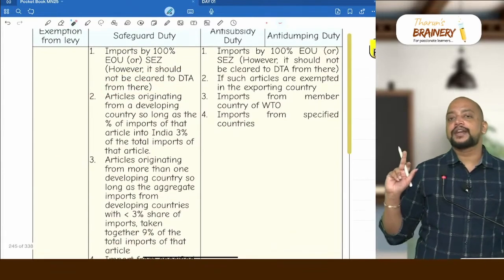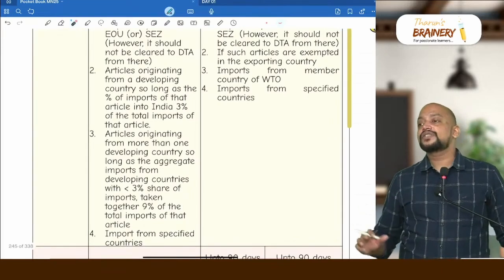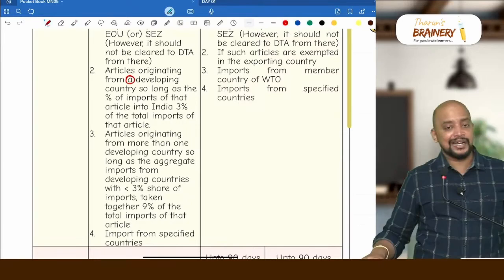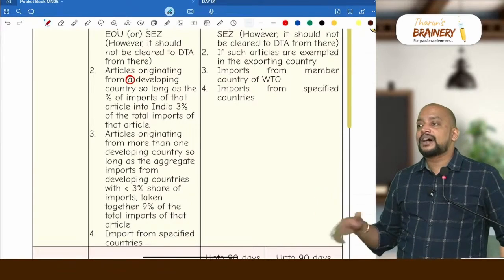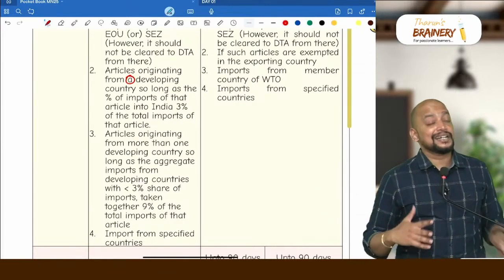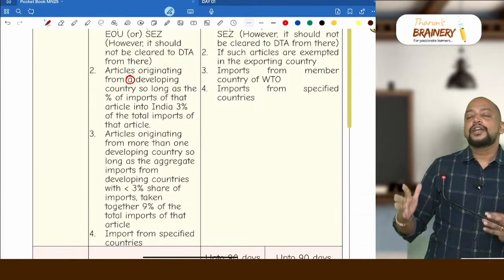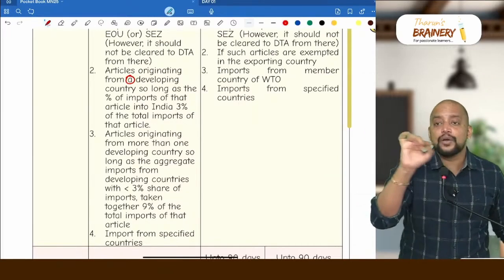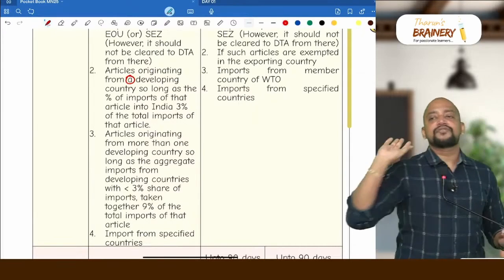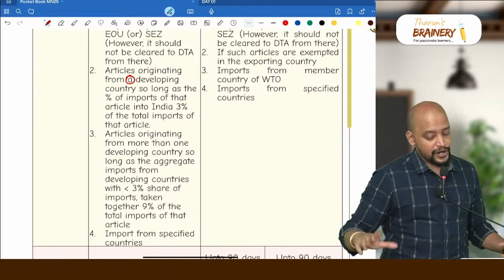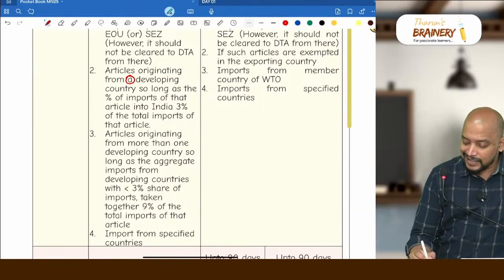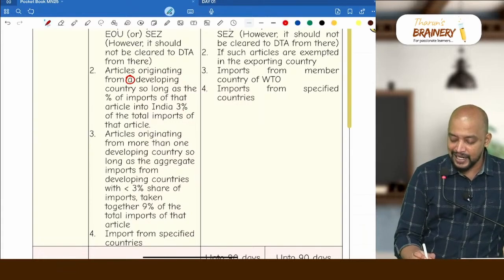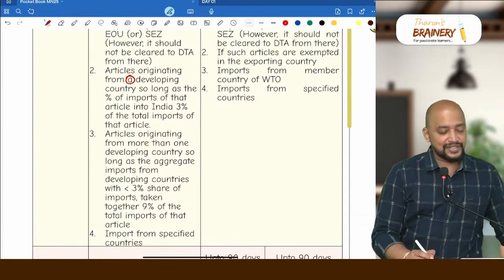Second exemption. First exemption is import by a 100% EOU or SEZ. Second exemption: if the goods are imported from a developing country, meaning only one developing country, and we are not importing from other developing countries, with the rest of the imports from developed countries. Now you see what is the percentage of import from this developing country to the total. If it is less than or equal to 3%, then on that import from the developing country safeguard duty is not payable. So long as the percentage of imports of that article into India is 3% of the total imports of that article.